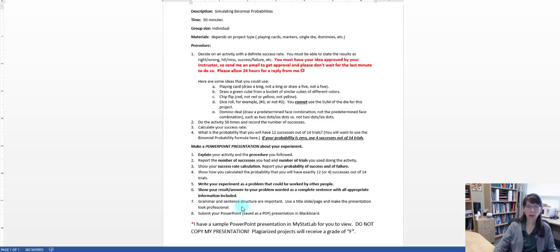I will be checking for grammar and spelling, so make sure that you're using a spell checker and you double check your work. You should have capitals and periods and correct spelling. You're going to use a title or slide page and make the presentation look professional. You're going to submit your PowerPoint saved as a PDF.